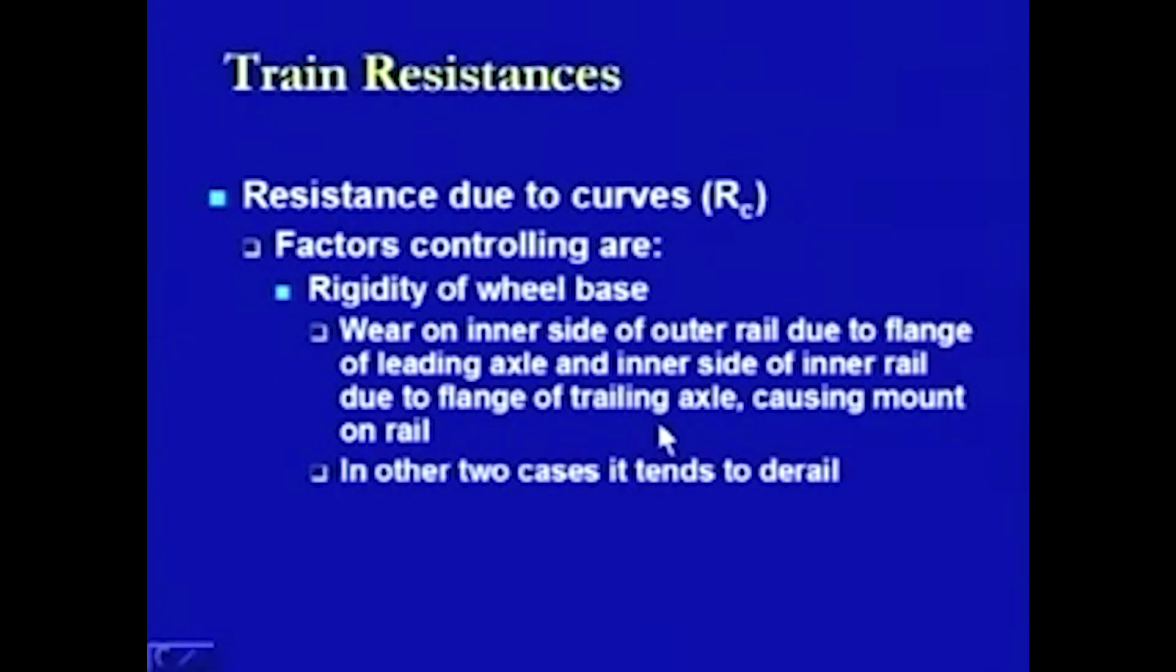In some cases, if there is more centrifugal force and the centrifugal force is not being counteracted clearly, then what may happen is that there may be mounting of those wheels on the rails. Similarly, if we talk about the other two conditions, that is the outer side of the outer rail and the outer side of the inner rail, then there are chances that it may lead to derailment of the trains. So we have to take care of the mounting or the derailment in this case.